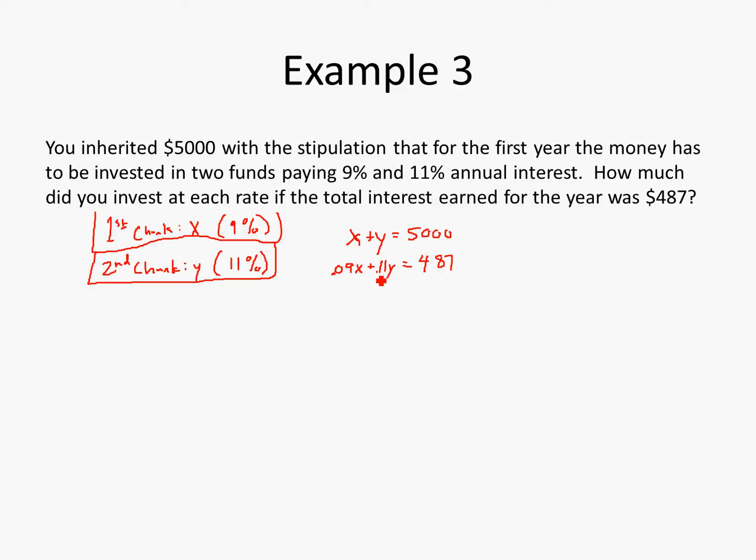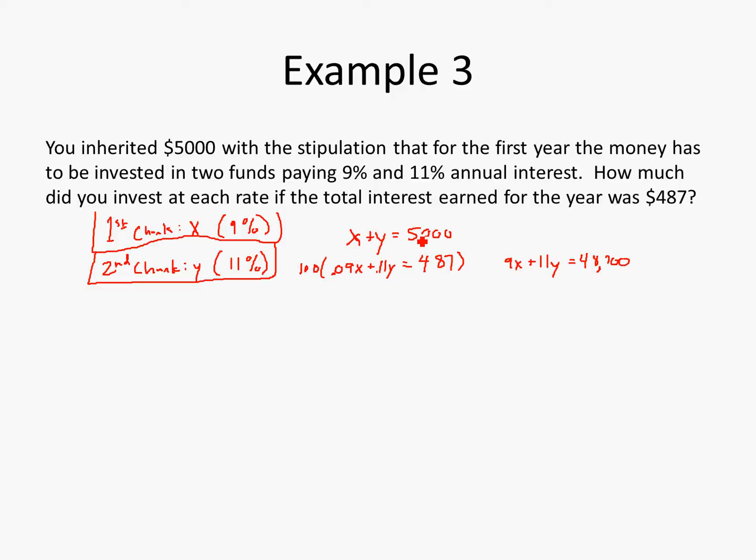So now all I have to do is solve this, and let's use the addition method again. I know I've been using that one a lot, but I use it mostly for linear systems like this. If I take the second equation, how about I multiply it by 100, because then I don't have any more decimals. So my second equation becomes 9x plus 11y is $48,700.